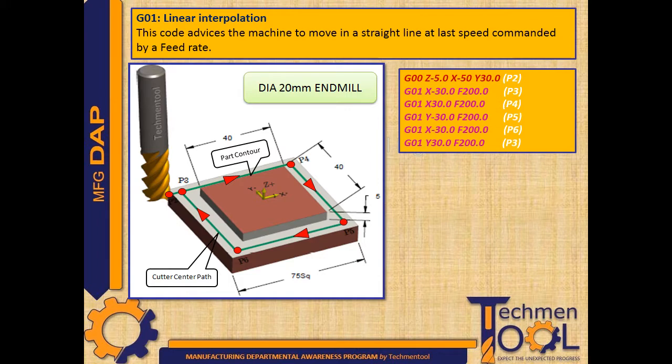Then it moves to X30 at the feed rate of 200 microns, that is point P4. Then Y-30 at the feed rate of 200 microns, that is point P5. Then again X-30 at the feed rate of 200 microns, that is point P6. And finally Y30 at the feed rate of 200 microns, that is point P3.